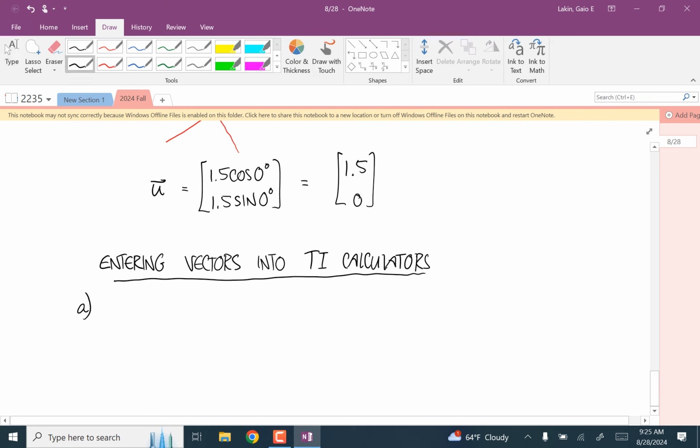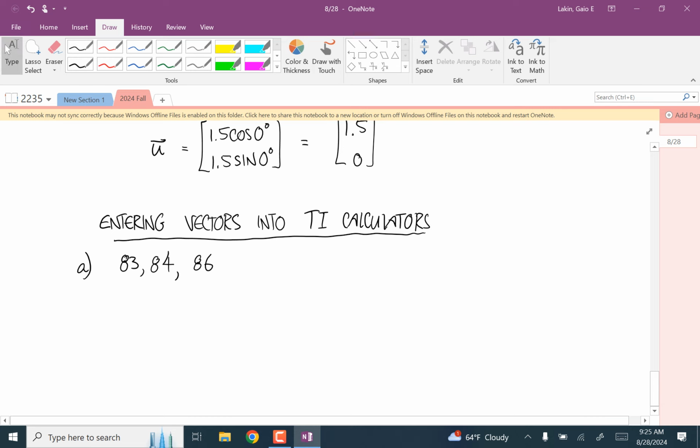So first, if you have an 83 or an 84, I think an 86 also, then what you have to do is go to the matrix environment, which is like a second function, and then math, I think. Do you see where it says matrix on your calculator if you have that type? So you have to go to matrix, and then go to edit.